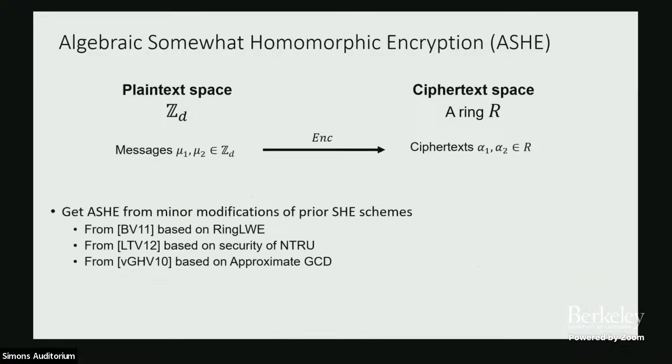Okay, and so it turns out you can get this type of algebraic somewhat homomorphic encryption by making fairly light modifications to prior somewhat homomorphic encryption schemes. For example, the Brakerski-Vaikuntanathan scheme from ring LWE gives you this, or you can use NTRU or approximate GCD. I'm not going to show it to you, but this is how we get the basic tool that we can preprocess.